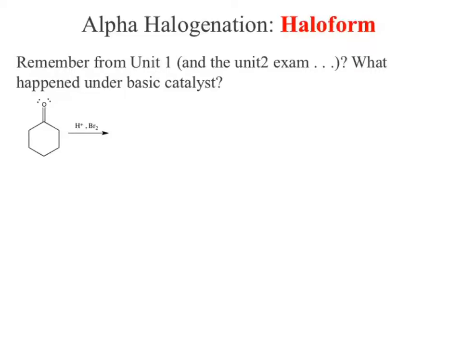Alpha halogenation, okay? We've seen this, Unit 1, and on the Unit 2 exam, actually. If we ran this reaction as shown, what's our product? As a hint, bromine with alcohol? No. Would you add just a bromine? Yeah, I just add a bromine. I do a substitution, okay? Why can I get away with that substitution?